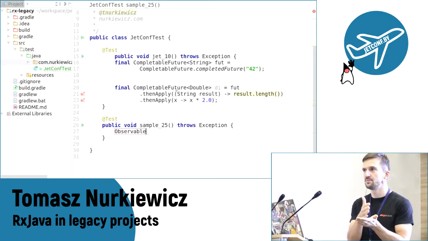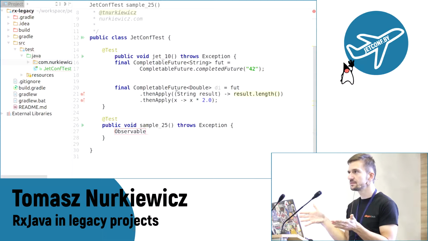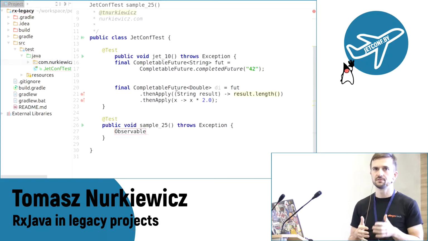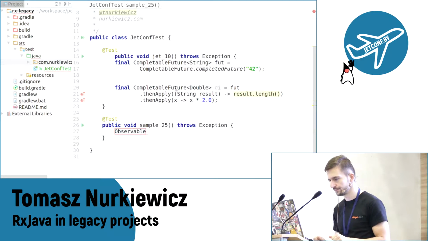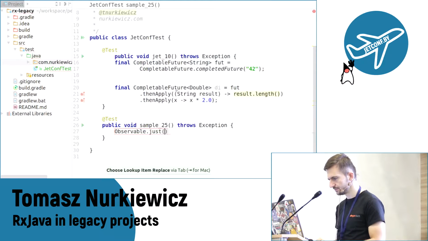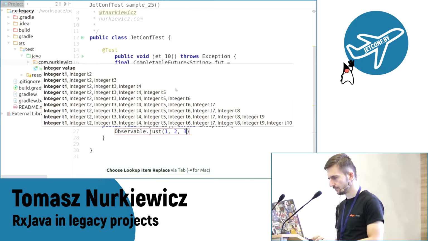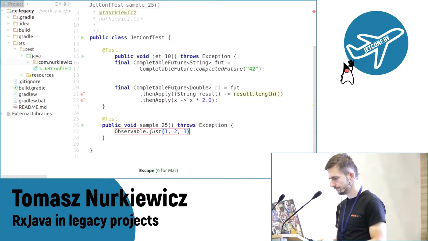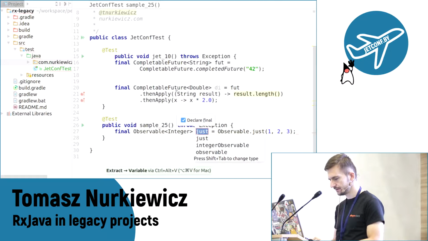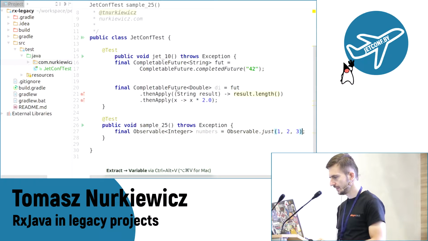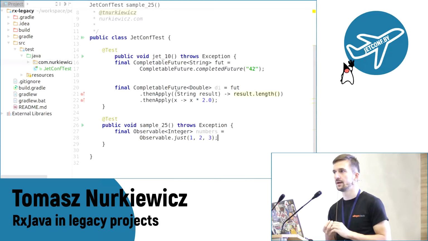So there can be from 0 to an infinite number of events, optionally completed with a normal completion or an exception. Okay, so let's just make a really, really simple example. 1, 2, 3. This is an observable. So this is a stream of data. Let's call it numbers. This is a stream of data that actually produces 3 events: 1, 2, and 3.